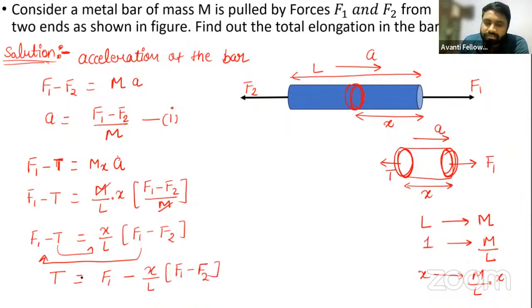Now from here you can see this tension is varying with x. So that is why we cannot apply this formula for the entire length initially. So what do we have to do? We will consider a section of dx length. I will do it on the next page. So we will consider a section of dx length.